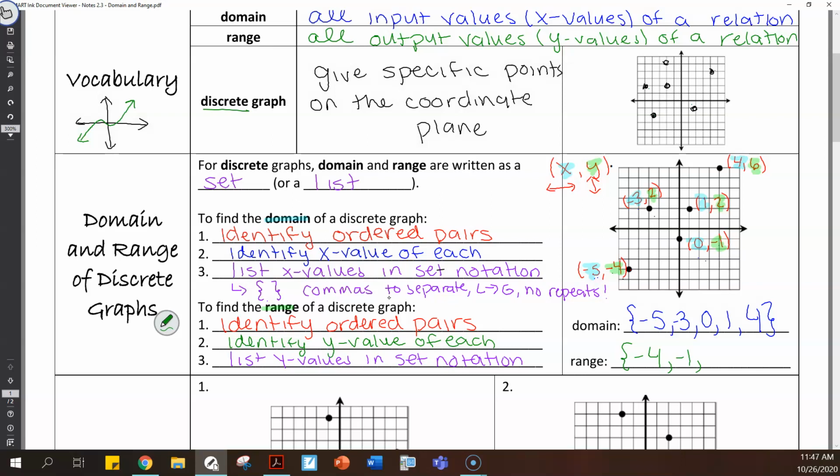Then I have 2 2's as my y values. I have -3, 2, which has a y value of 2, and I have 1, 2, which has a y value of 2. I only need to write that 2 one time. Remember, I don't want any repeats in my lists. So even though I have 2 different points with 2 as the range, I can only write that one time. And then lastly, my greatest y value is that 6. Okay?